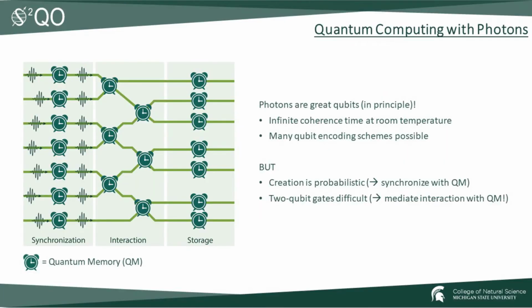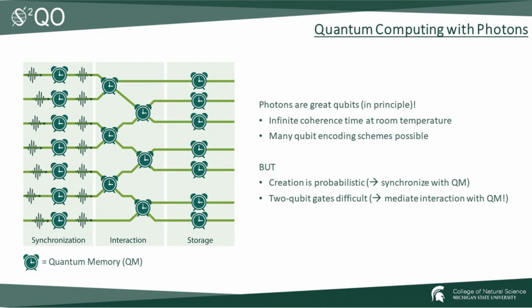And it turns out that photons are actually really good qubits in principle, because they do not interact with anything, even under ambient conditions, and we can encode quantum information in photons in many, many different ways. The problem is we can only really create them somewhat probabilistically, and they don't interact with anything, including other photons. So realizing logic gates between photons is actually very difficult. But our quantum memories can now actually solve all of these issues.